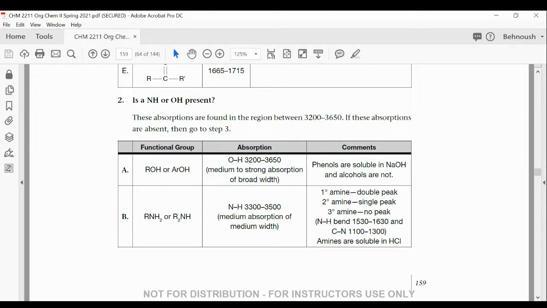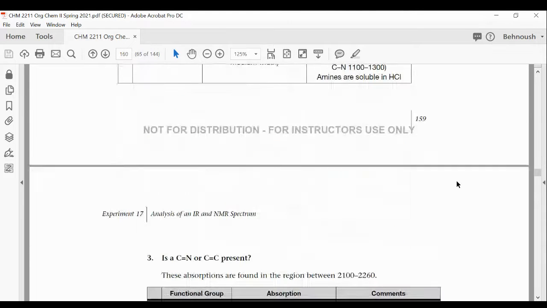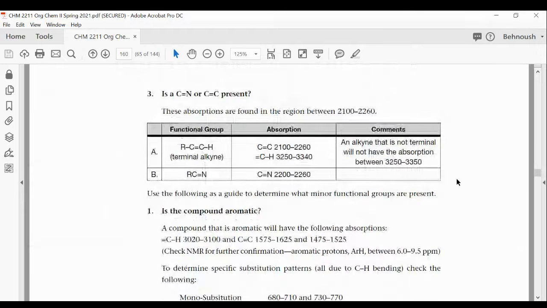You also have a CN bond that would appear as a strong peak because CN is polar, and the peak appears around 1200. There is a typo here, and I'm going to actually extend the deadline for the lab notebook to midnight today.